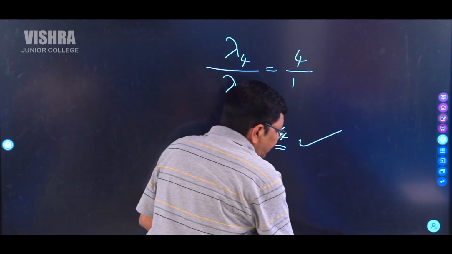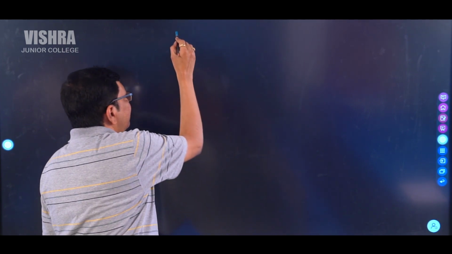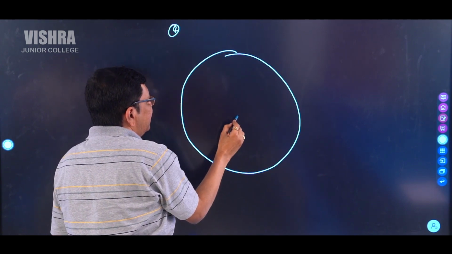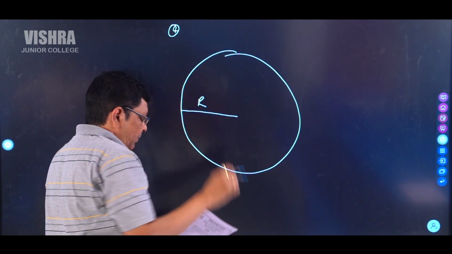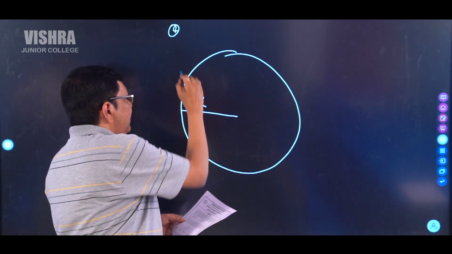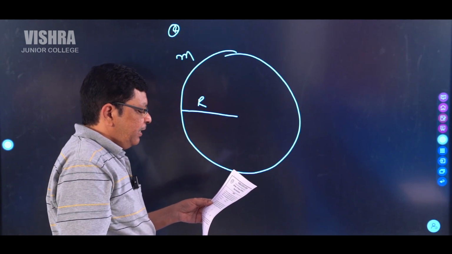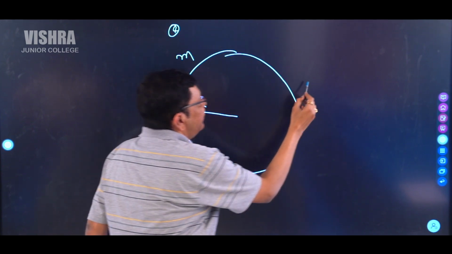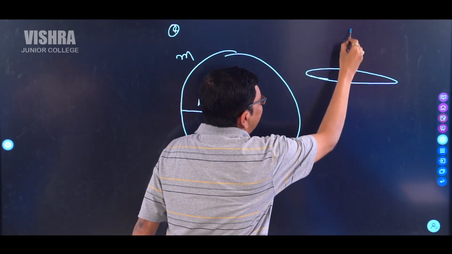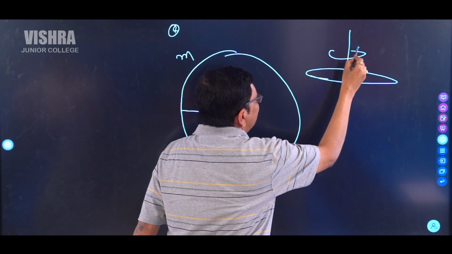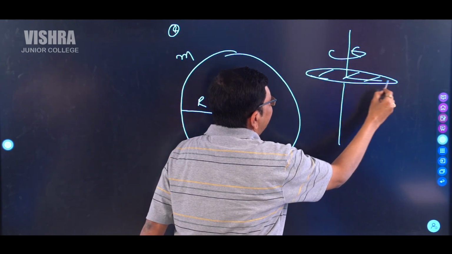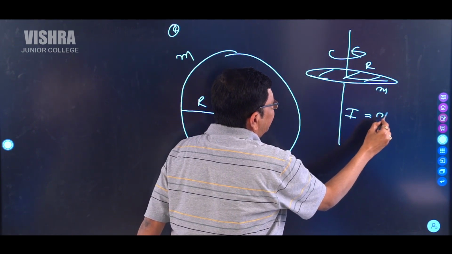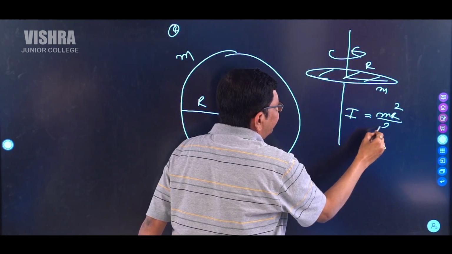In the next question, given is a uniform circular disc. A uniform circular disc is there, and the radius of the disc is r, and it has mass m. It is rotating about an axis perpendicular to its plane, passing through its center. Means if this is the circular disc, it is rotating about an axis perpendicular to its plane passing through its center. If this is the axis of rotation of the disc, then its moment of inertia, we know, is mr square upon 2.